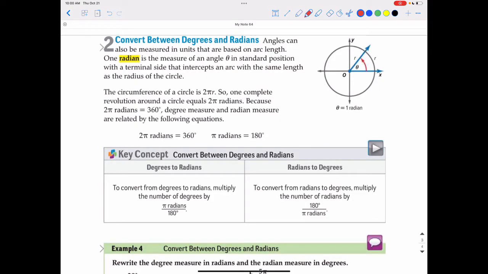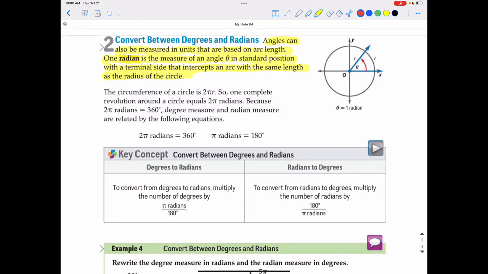The second thing we're going to do in this section is talk about radians and being able to convert between degrees and radians. So we know that measurements can be done in degrees, but angles can also be measured in units that are based on the arc length. 1 radian is the measure of an angle theta in standard position with a terminal side that intercepts the arc with the same length as the radius of the circle.